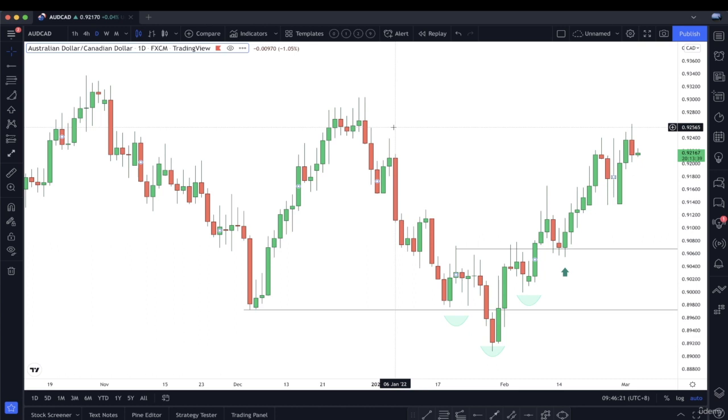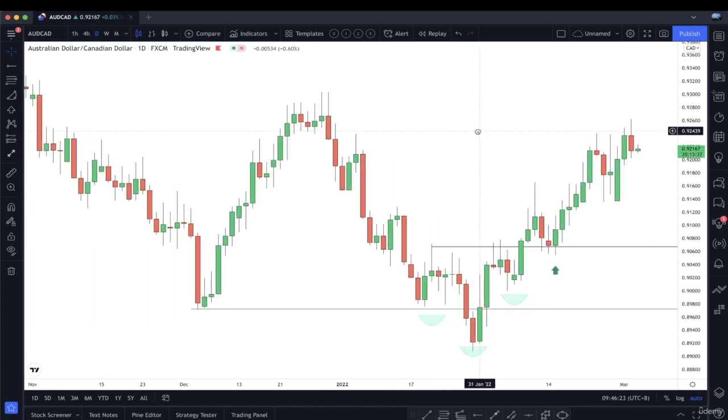All right. So again, that's how I trade the market, from market condition to multi time frame analysis.